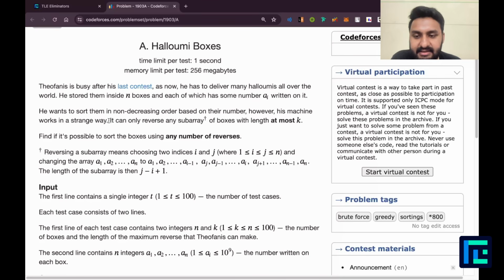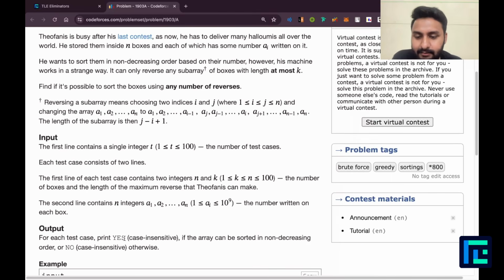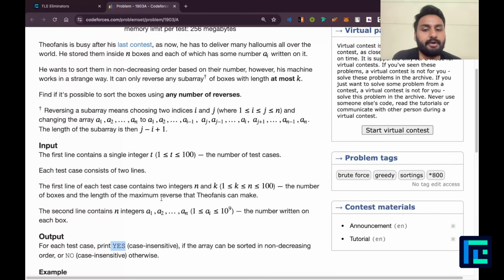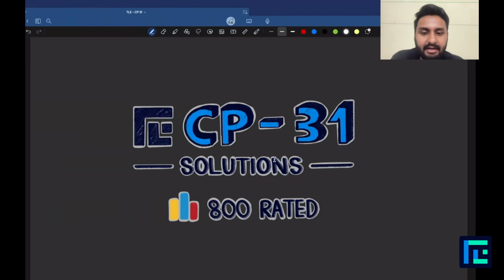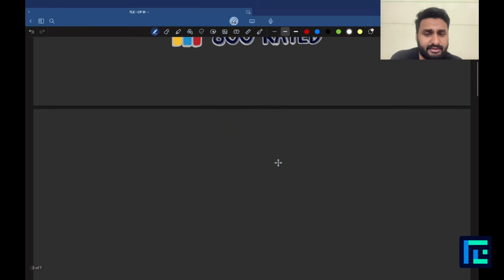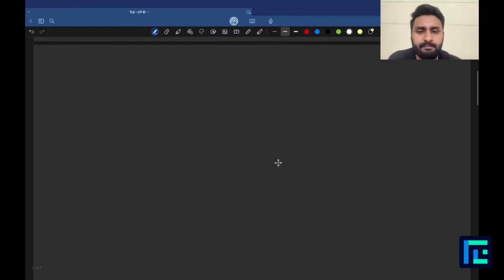So I can say that this is an operation, this reversing of a subarray of length at most k, and I can call this operation as many times as I want. And if I'm able to sort the array, I have to print a yes in the output, else I have to print a no. All right, great. So I have read the question, and now let's try to analyze it in a very generalized way.